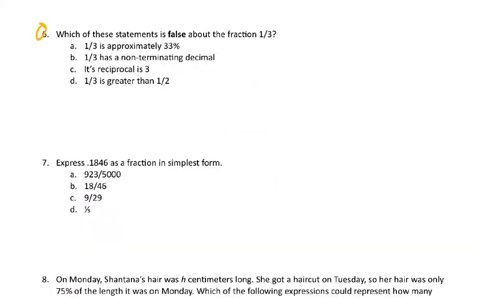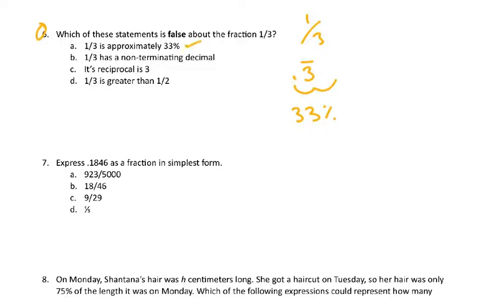Number 6 says, which is false about the fraction 1/3. Let's take each multiple choice option at a time. It says 1/3 is approximately 33%. So 1/3 as a decimal is 0.3 repeating. That is never going to end. So it's 0.33333333. So when it's a percent, I would move the decimal 2 times. So it'd be about 33%, 33.3%.